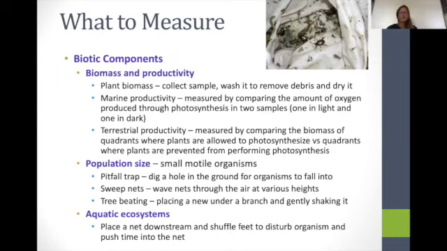I can do a sweep net, which is the results up here that you see, where I just go through a field with a net and I sweep back and forth and whatever I collect in that net. And then literally tree beating. I can go up to a tree and shake it with a net underneath and whatever falls out, I count. In aquatic ecosystems, I can place a net downstream and shuffle my feet to disturb everything and get it into the net.